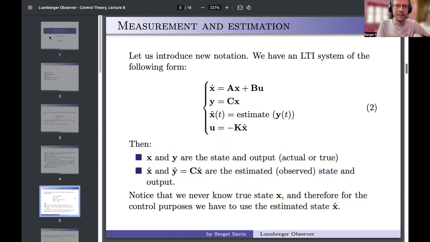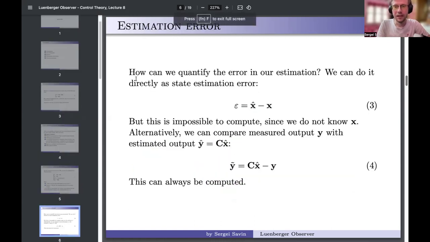Okay. Now let's move on. Let us try to understand the error of the estimation. We can compute it directly as X hat minus X, and we can call it epsilon. So X hat minus X is epsilon, the error. If we want it to be 0, the only problem is it is not quite clear how we can compute it, because we don't know X. Since we don't know X, we cannot compute epsilon.